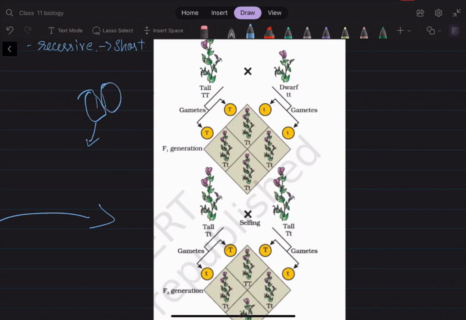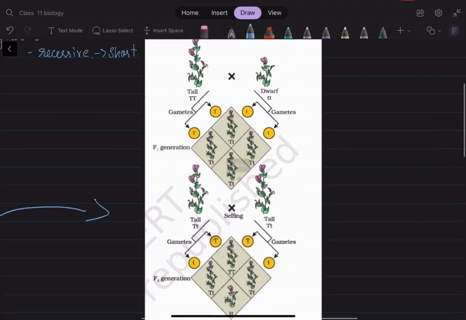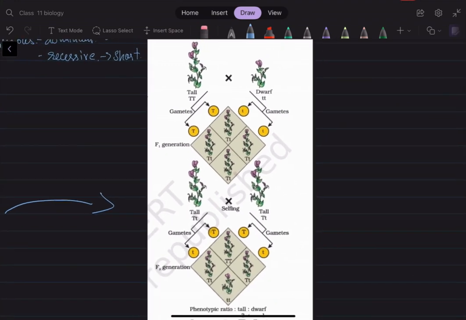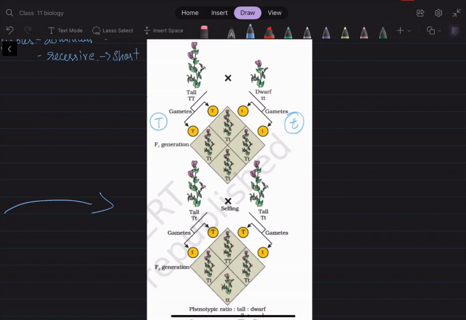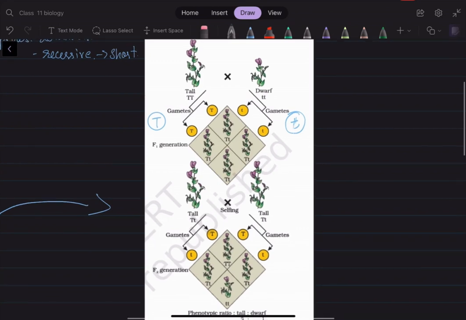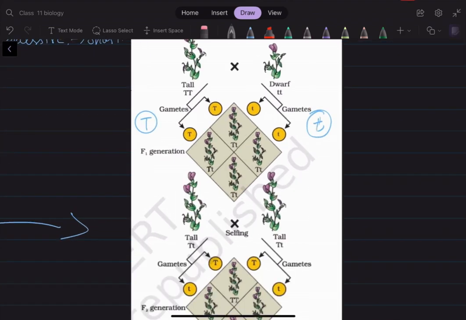So the gametes will take either one of the alleles, right? Here you see that a homozygous tall plant will produce only one type of gamete, which contains the capital T allele. Whereas here also, all the gametes are of only one type, that is, they will contain only the small t allele.